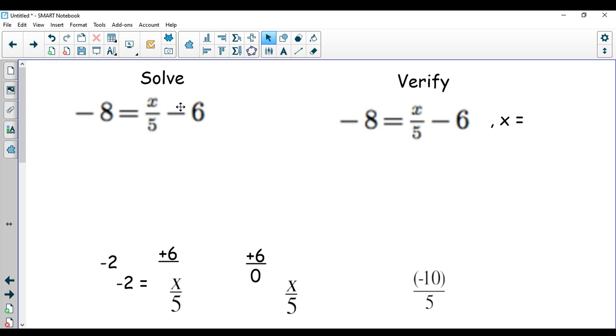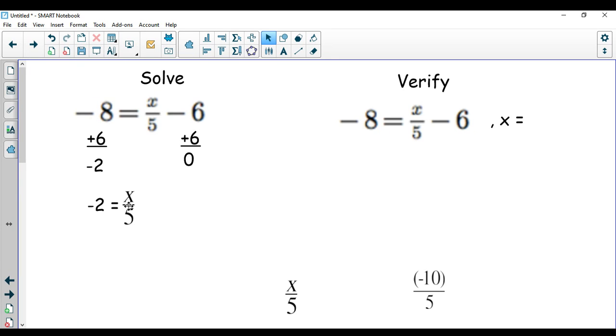So let's start. We look at -6 and -8. Well, those are like terms. So we have to add 6 to the right side. Inverse operation, balance equation, add 6 to the left side. Zero pair, -6, +6, 0. -8 plus 6, there's my -2. And then we restate our equation. -2 equals x over 5.